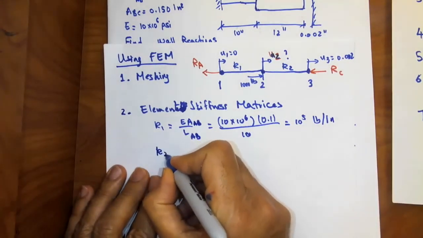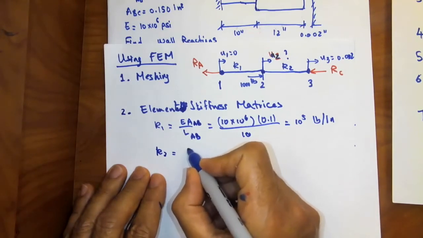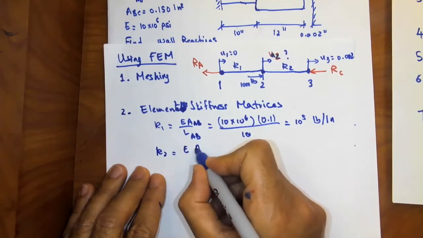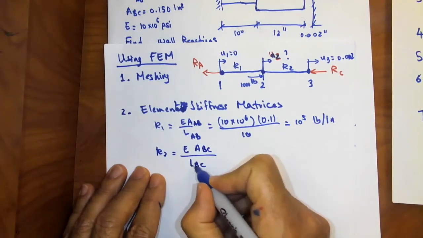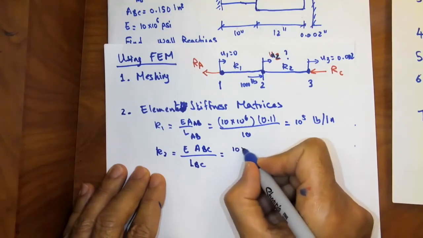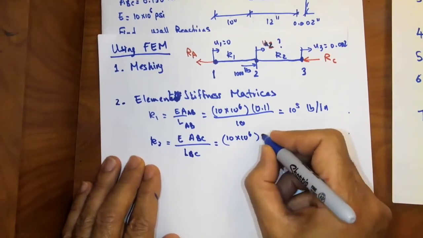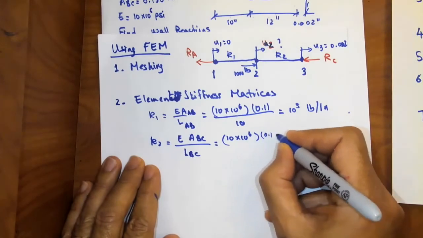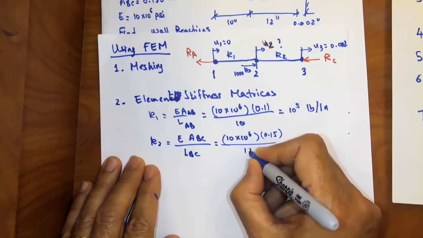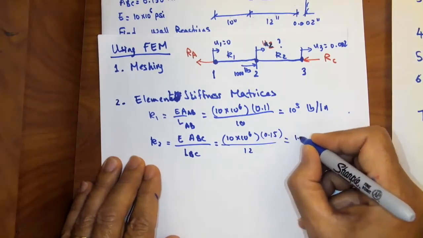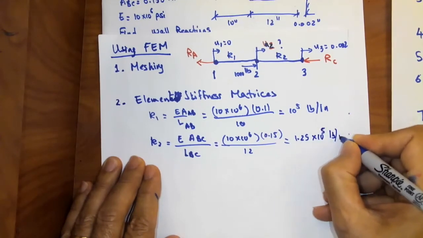For K2, I have E times the area of BC divided by the length of BC. This is equal to 10 times 10 to the power 6 multiplied by 0.15 divided by 12. I do the numbers and I get 1.25 times 10 to the power 5 pounds per inch.